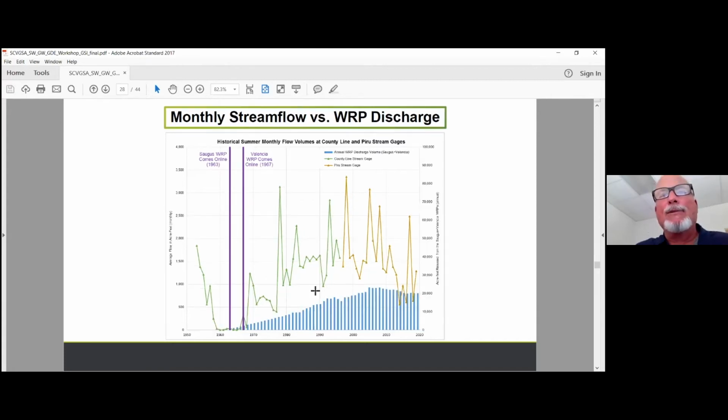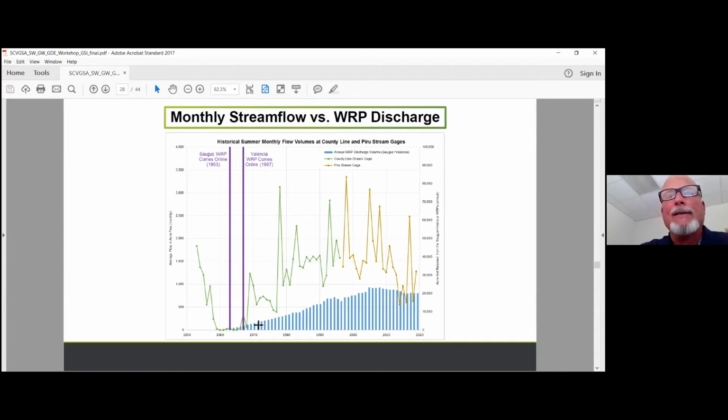We go to the next graph, which is again the 1950 through 2020 graph. Again, I'm showing you the stream gauge data at the county line. These blue bars are representing the WRP discharges, the water reclamation plant discharges that started basically in the mid-60s and started increasing.